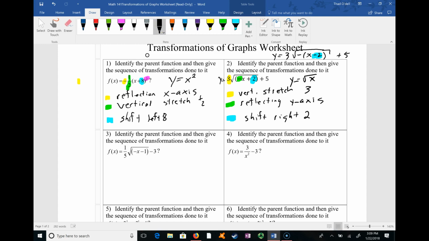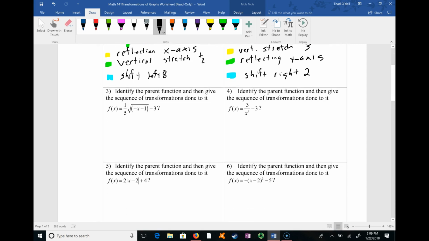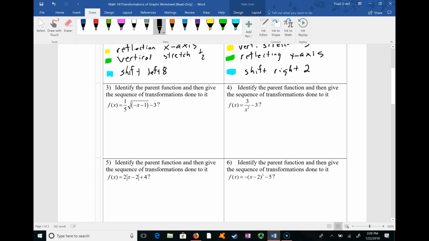Okay? So at this time, I would recommend that you pause the video and try 3 and 4, and then come back and check and see how you did. But I am going to keep going. Okay, so this would be, parent function here is y equals square root of x. Once again, notice you see the negatives mixed in there, so we'll have to be careful of that.